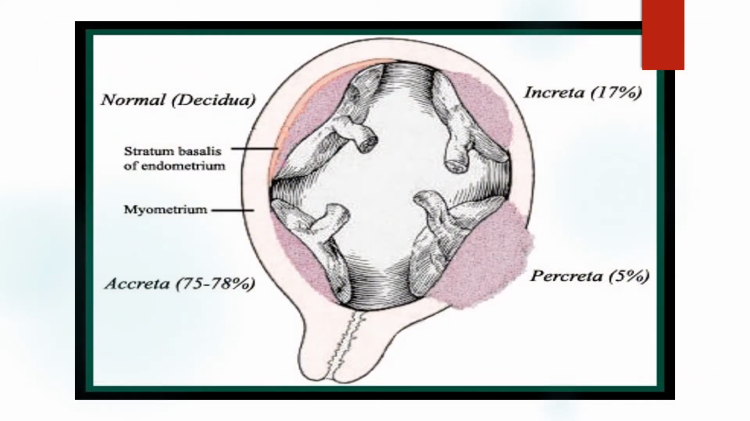A morbidly adherent placenta includes Placenta Accreta, Increta, and Percreta as it penetrates through the decidua basalis into and then through the myometrium.